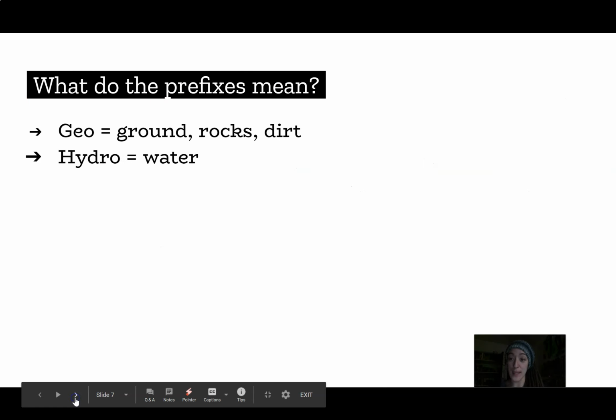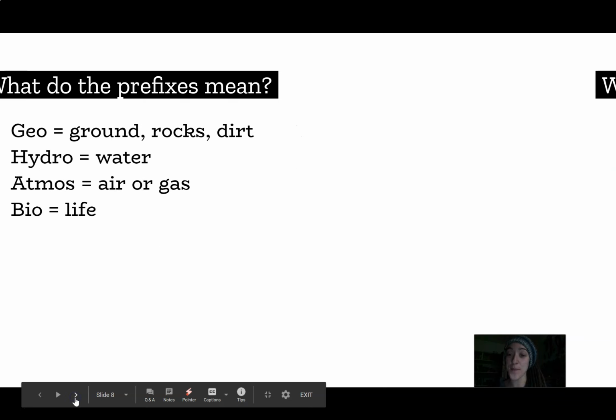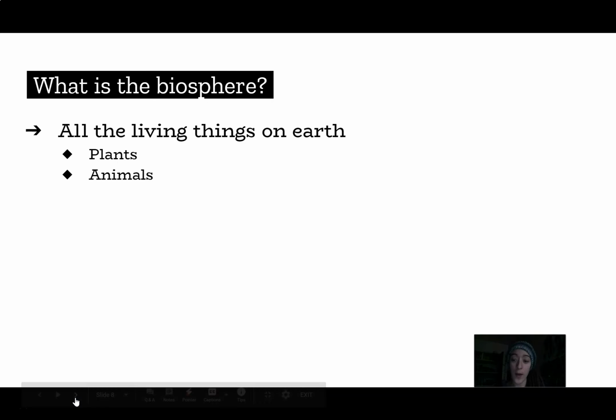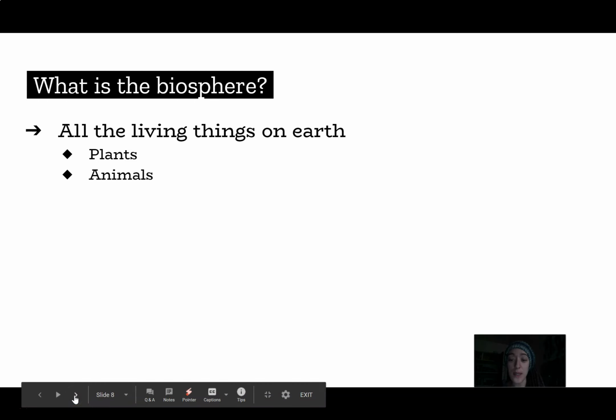And bio means life. Bio means life. Awesome. So what is the biosphere? The biosphere is all the living things on Earth. That includes plants, animals, and we already know that the animal kingdom can be split into 2 parts, right?